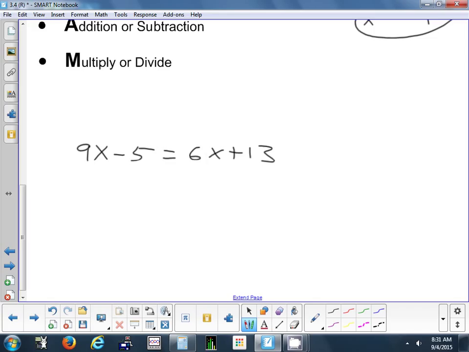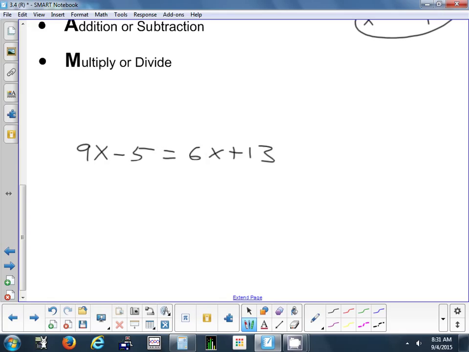So we have a choice. We could put all the x's on the left, or we could put them on the right, but let's try to avoid negatives. So how do we know which one to move? Should we move the 9x, or should we move the 6x? Caitlin? One is less. Yeah, whichever one is less in this case. Which one is less? 6x. 6x, good. So we're going to move this to the other side.